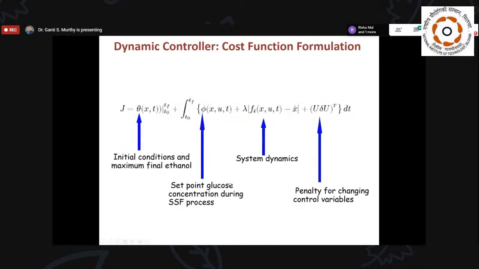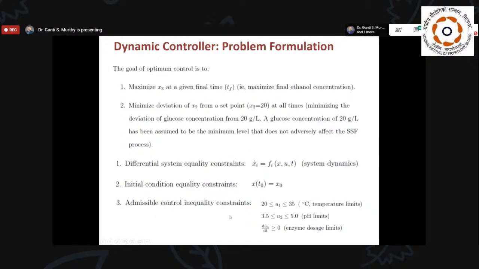But then there are also these admissible control inequality constraints. Remember our controls for temperature, pH, and enzyme, there is some limit. So for example, for temperature, we cannot go below 20 degrees Celsius or above 35 degrees Celsius. We know that that is not good for the yeast, so we would like to operate in that range. Similarly, for pH, we would like to keep it between 3.5 and 5. And for enzyme, this is a very interesting thing, right?